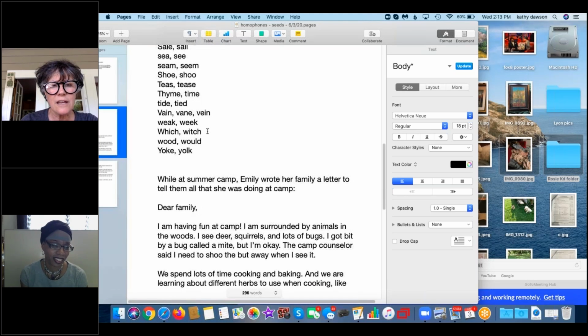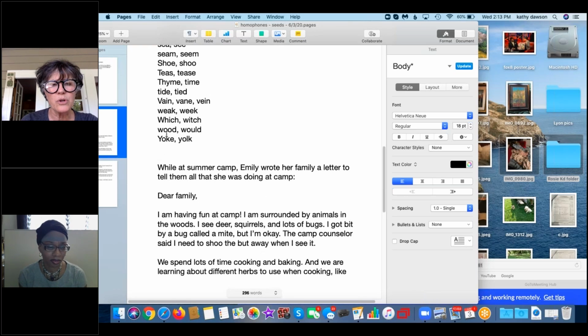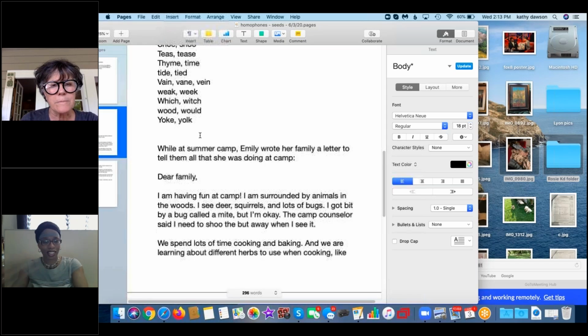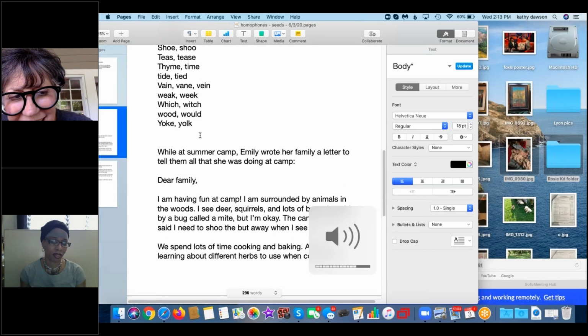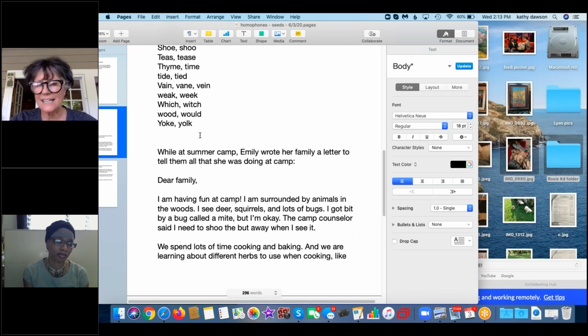Another one that's pretty common is wood and would. Obviously, wood is from a tree, and would is a verb. It's like you participated, you agree to do something. Would. Yes, exactly.